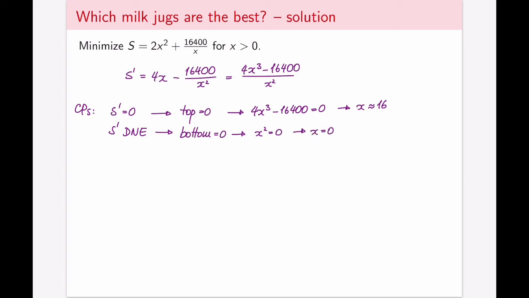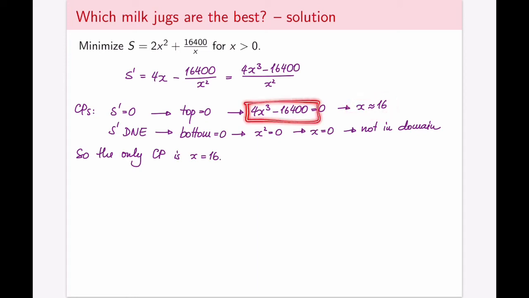But notice that I need my x to be strictly greater than 0. So this solution is not in the domain, which means that I only end up with one critical point, namely x being approximately equal to 16. So the only critical point is x equals 16. I'm going to say equals at this point now. I've decided that this approximation is good enough as a solution to this equation once you take cube roots, so I'm just going to stick to 16.